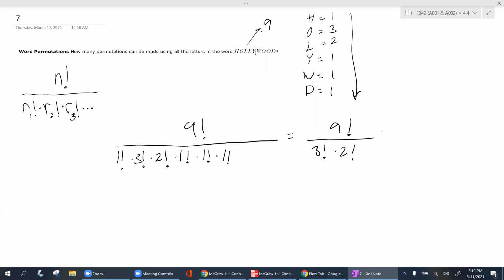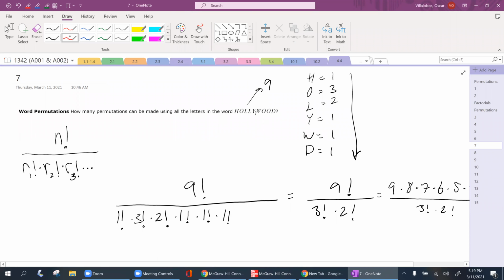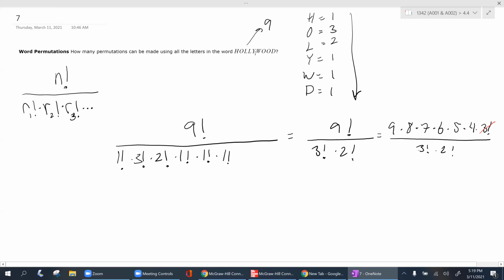One thing I would probably do is write 9 times 8 times 7 times 6 times 5 times 4 times 3 factorial, all over 3 factorial times 2 factorial. Why? Because you generally want to cancel out the larger factorials. So this leaves me with 9 times 8 times 7 times 6 times 5 times 4 all over 2 factorial, and that's just 2. Furthermore, 4 divided by 2 is 2, so you can cancel these out.